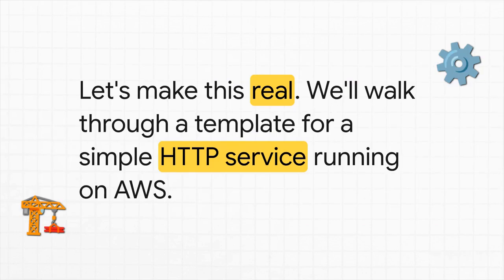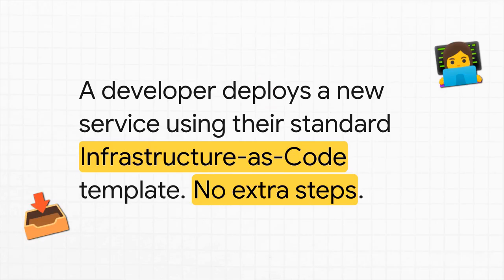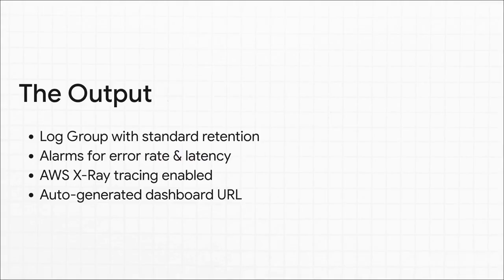All right, enough theory. Let's make this super concrete. We're going to walk through a really common example, a simple HTTP service running on AWS. How does the starter kit actually work for something like that? Now, for the developers using this, the beauty is how seamless it is. They just define their new service using their standard IaC template, just like they always would. The starter kit just plugs right into that existing workflow. No extra meetings, no new tools to learn, no friction. And the output? This is where the magic happens.